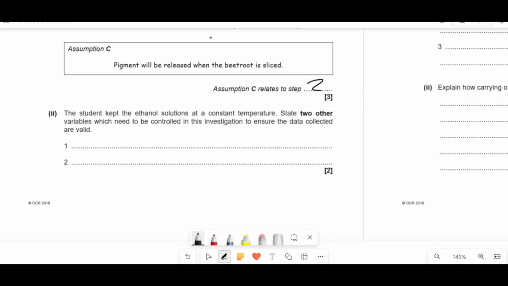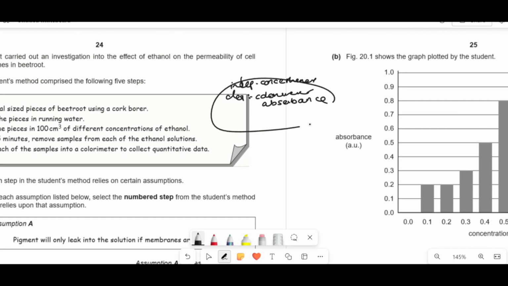So for example, you could talk about the age of the beetroot, the length, the volume of it, where they took it from, the time that they spent washing it. The pH is another one you could talk about, and also you could use the same blank cuvette and colorimeter as well. So any one of them is fine, because all of those are things that are going to screw up this and make it go higher and lower.